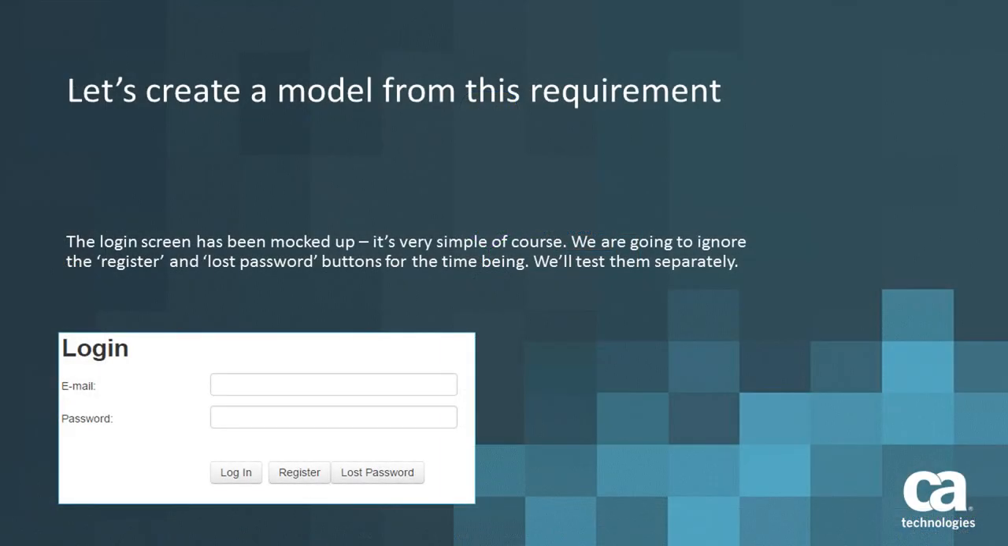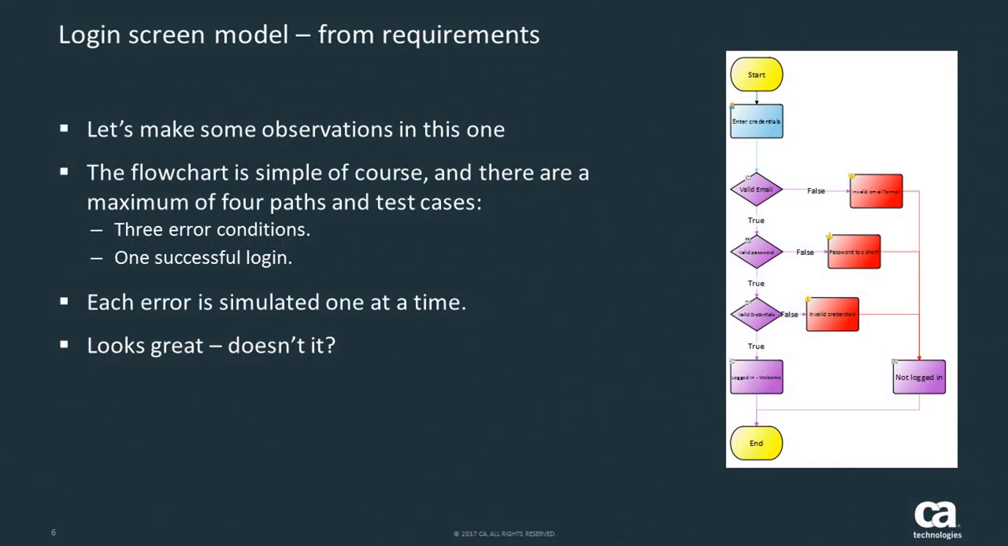Let's go back. So what we've just done is create a model that reflects the requirements. Although the layout of this one is slightly different, you can see that the model is the same structure in the image towards the right. The flowchart is simple. There's a maximum of 4 paths, 3 error conditions and 1 successful login. Each error is simulated one at a time. Isn't this good enough?